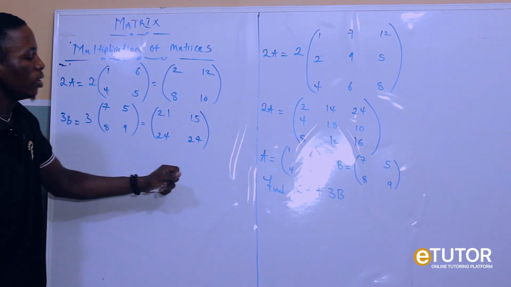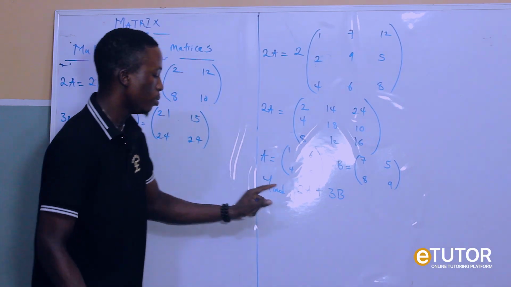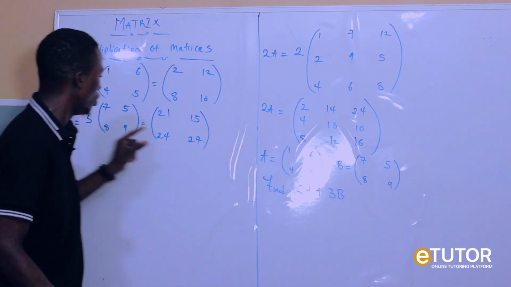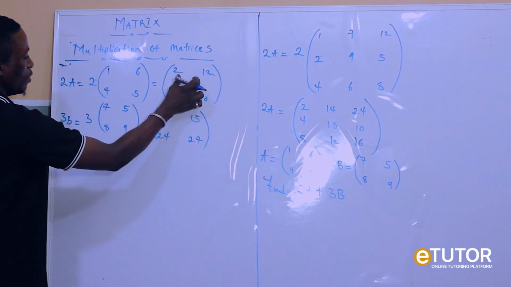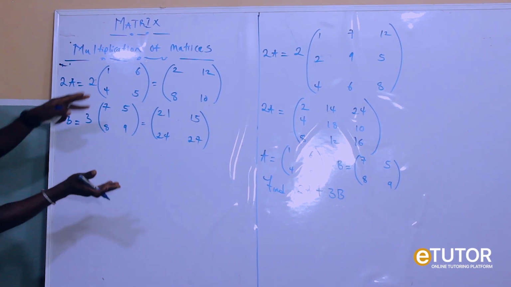Now, we are almost there. We're told to find 2A plus 3B. What we just did is we found the value of 2A, and we've also found the value of 3B. So the next thing to do is to add them together. This is the value of 2A, while 3B equals this. So the next thing to do is add them together.